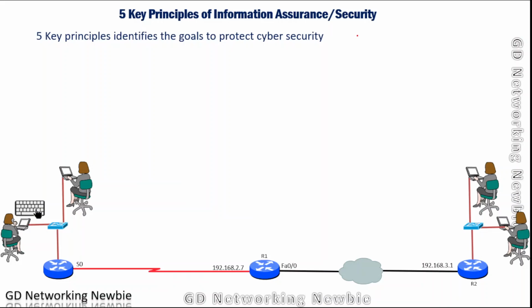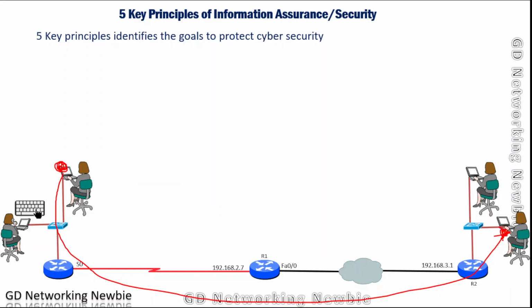Hi everyone, in this video we are going to discuss the 5 key principles of information assurance or information security. Let's say this user wants to send some information to, let's say, this user. So this information may be sent from this to this. Information assurance implies the protection of information and how it is processed, sent from one point to another, or saved.